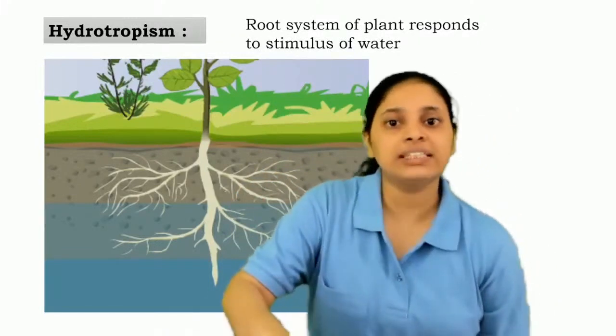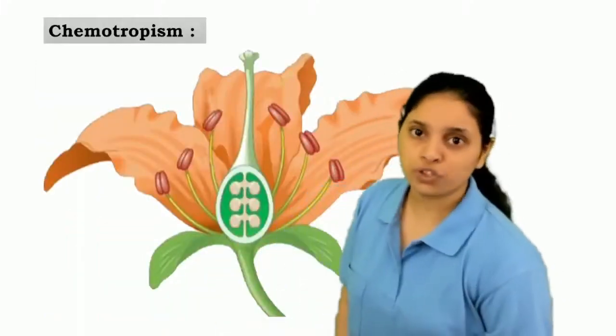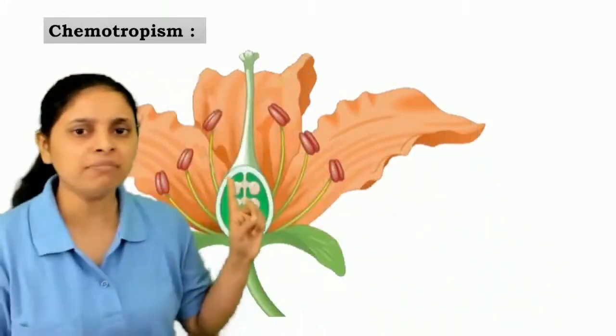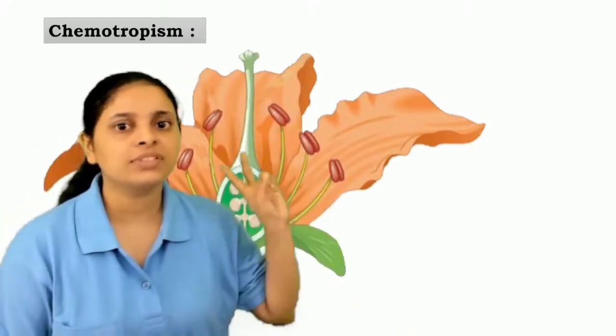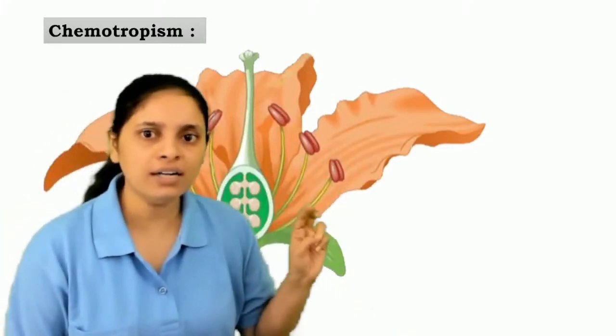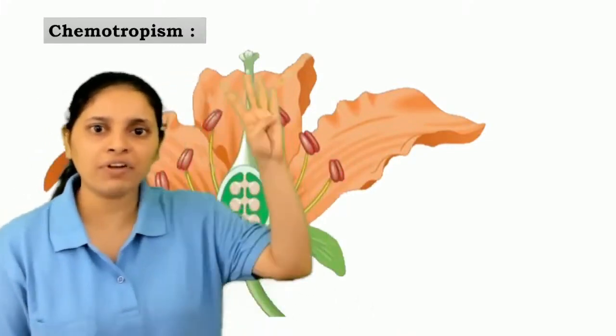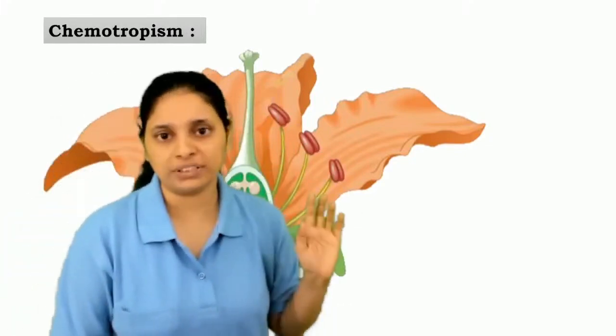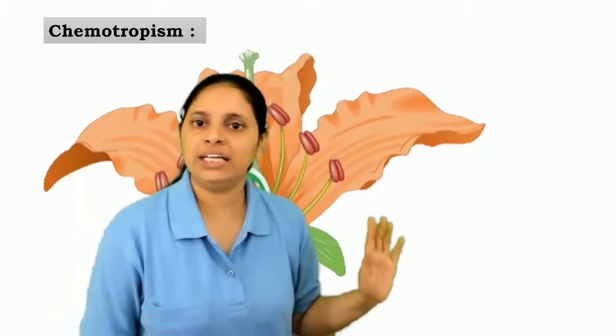Okay, so let's see the next type now, that is chemotropism. Okay, देखो अभी तक हमने क्या क्या पढ़ा है? Phototropism, next gravitropism, third hydrotropism, and now we are studying the fourth type, that is chemotropism. Okay, again very easy to understand.